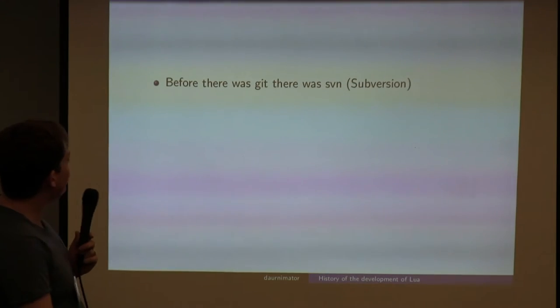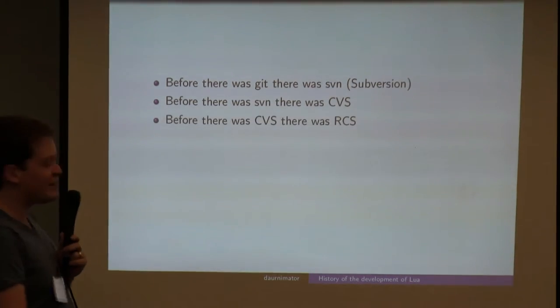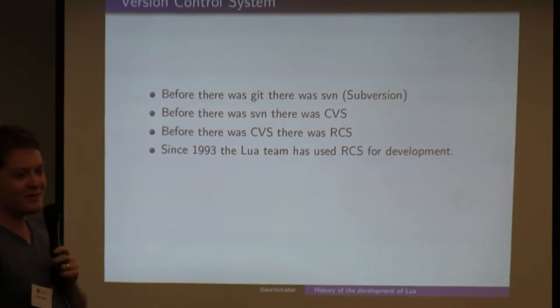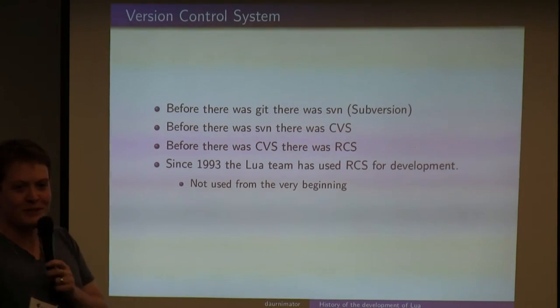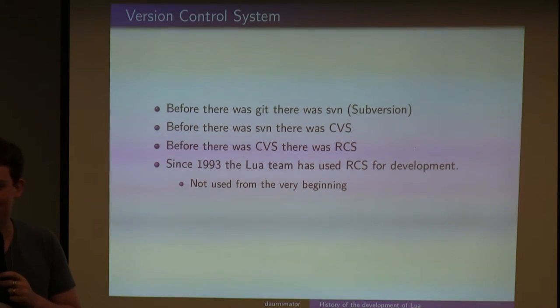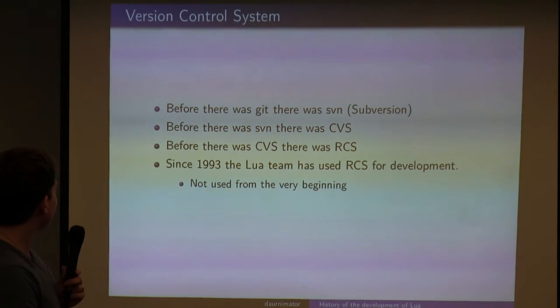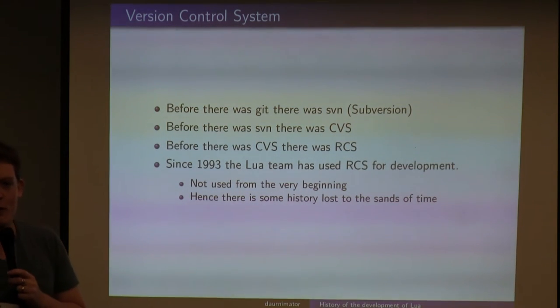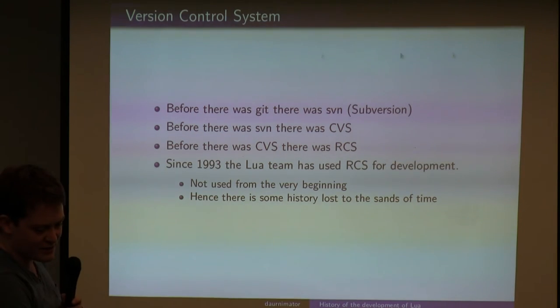So before Git, there was Subversion. Before Subversion, there was CVS. Before CVS, there was RCS. Since 93, the Lua team has been using RCS exclusively. Actually, it wasn't used in the very beginning either. I think it was just originally traded around with copying and emails and probably, I don't know, floppy disk or something. Which means that there is some history lost. Early versions of Lua are no longer anywhere. They don't exist.